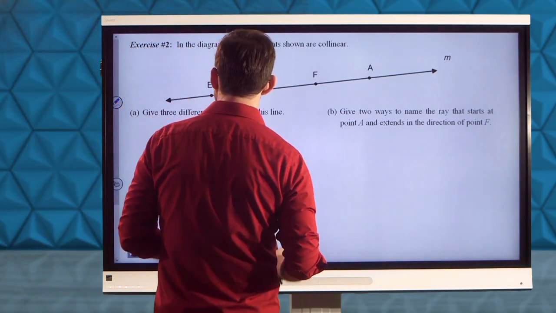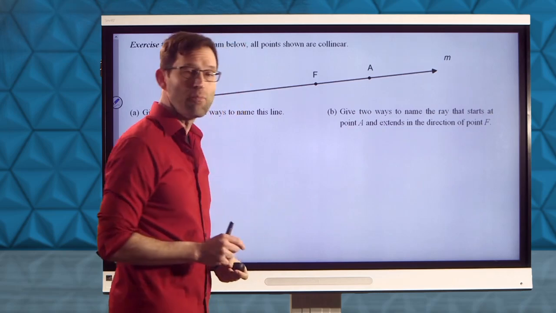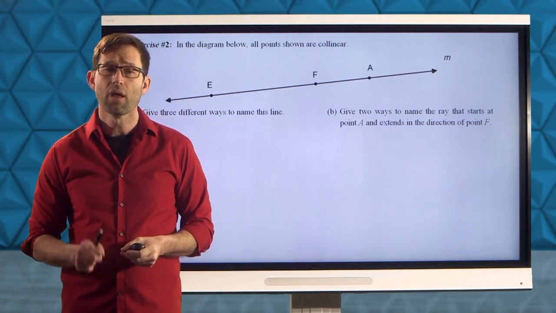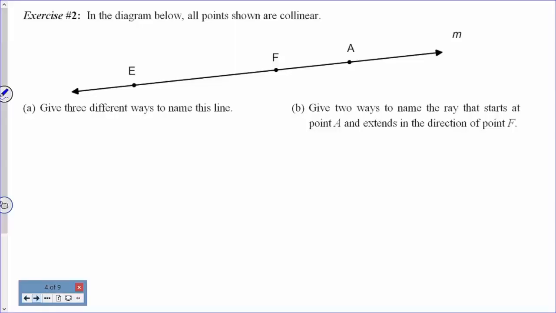Now, exercise letter A says give 3 different ways to name this line. Let me give you one way to name it. There's actually many, many different ways. But remember, lines are dictated by any 2 points that lie on the line. So one thing I could say is that this is line EF, right? Both E and F lie on the line, and then I put that double-ended arrow over it. What I'd like you to do is take a moment and give me 2 other ways you can name this line, and try to use at least one of them that doesn't involve the 2 capital letters.